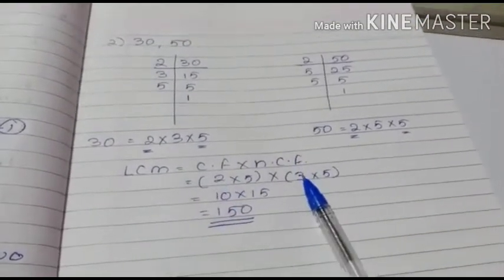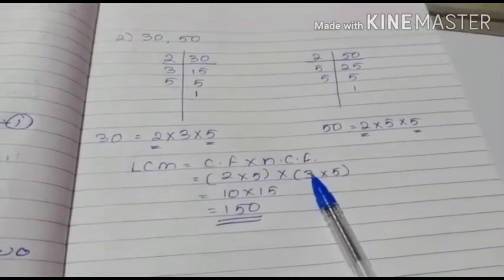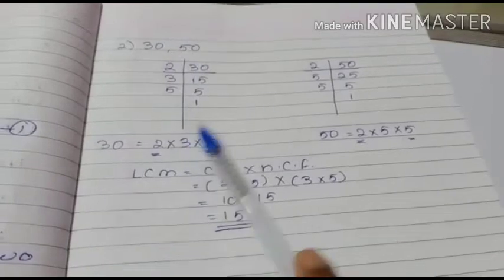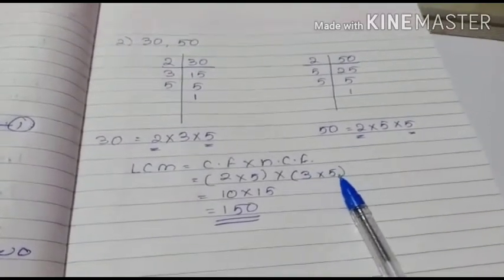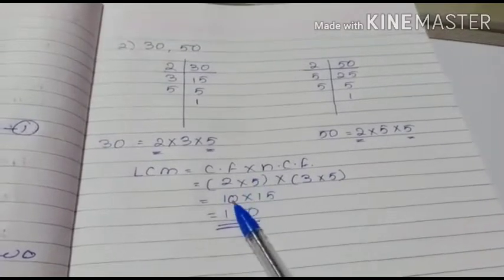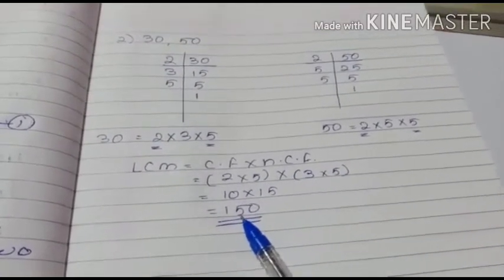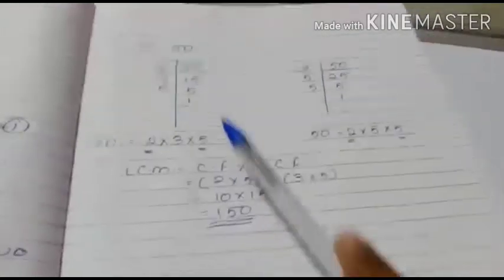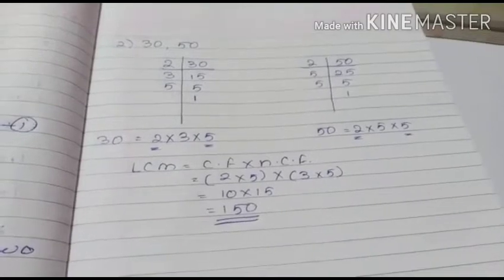And which are the non-common factors? The factors which are not underlined will come as non-common factors. So 3 multiplied by 5. This will come as the non-common factor. So 2 5s are 10, 3 5s are 15. So my answer will come 150 as the LCM of 30 and 50. This concept is clear to everyone.